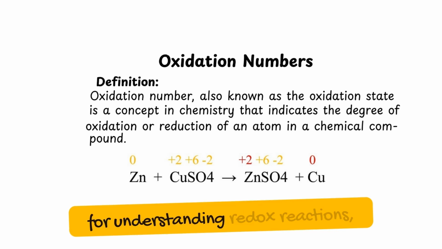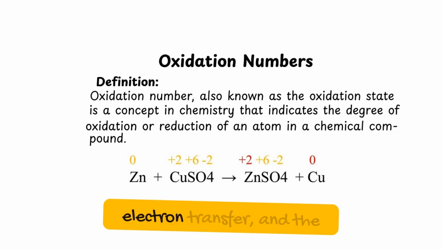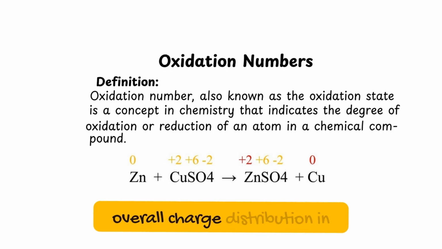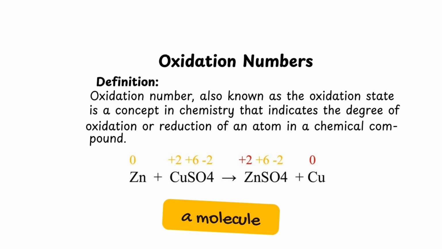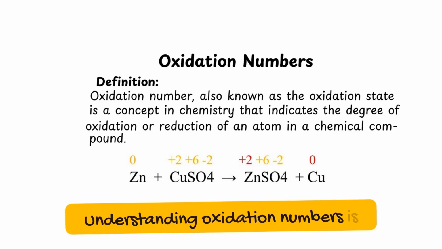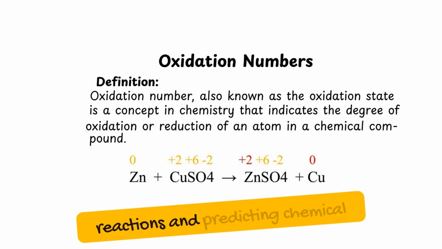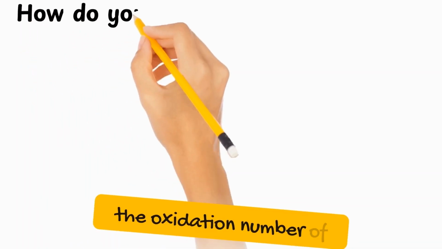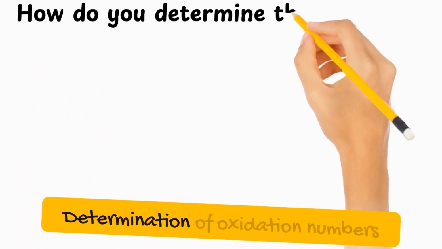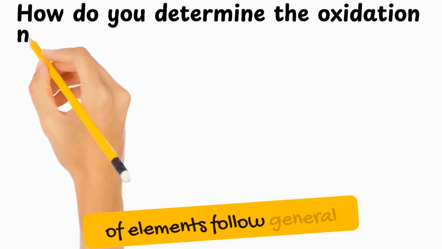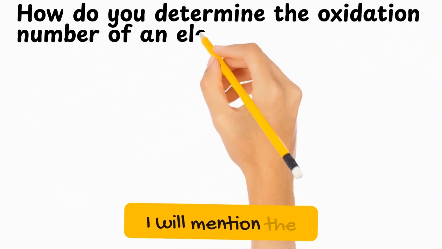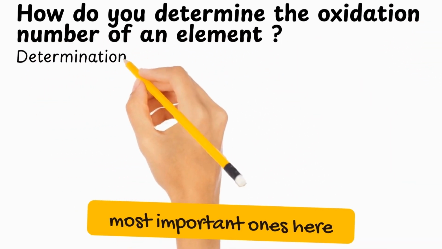Oxidation numbers are useful for understanding redox reactions, electron transfer, and the overall charge distribution in a molecule. Understanding oxidation numbers is key to balancing redox reactions and predicting chemical behavior. How do you determine the oxidation number of an element? Determination of oxidation numbers of elements follows general rules. I will mention the most important ones here.